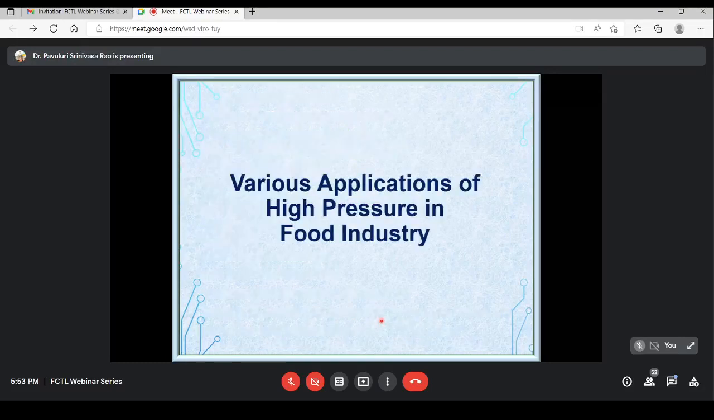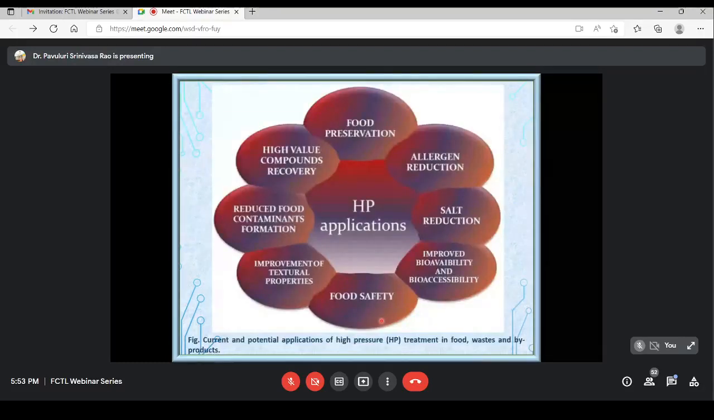Now, whereas applications of high pressure in the food industry, if you look, it starts with food preservation while improving the food safety. But several of the recent applications are allergen reduction, salt reduction, improving the bioavailability and bioaccessibility, improvement of the texture properties, so that you can create a different range of ingredients as well as final products, reduced food contaminant formation during the process, and high value compounds recovery, for example bioactives, etc.